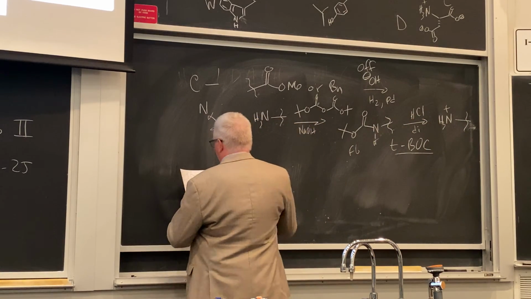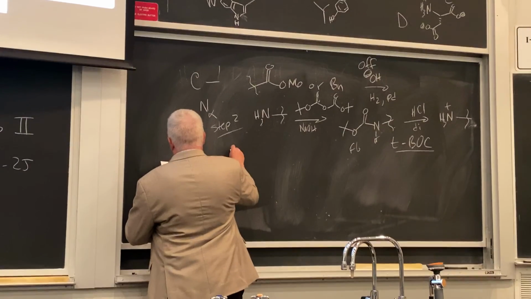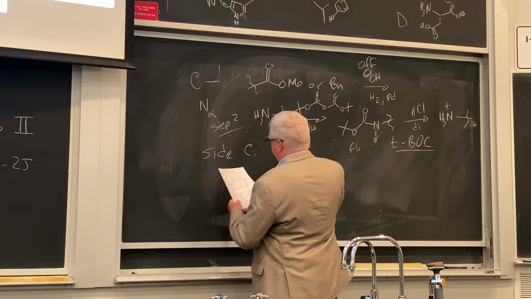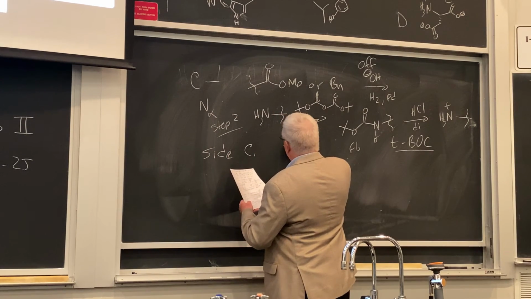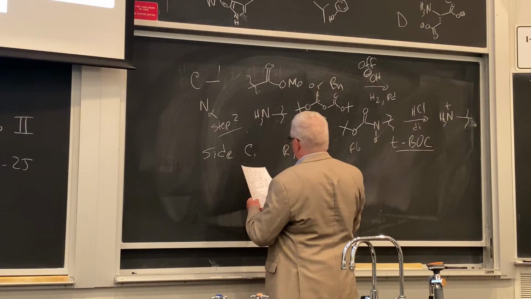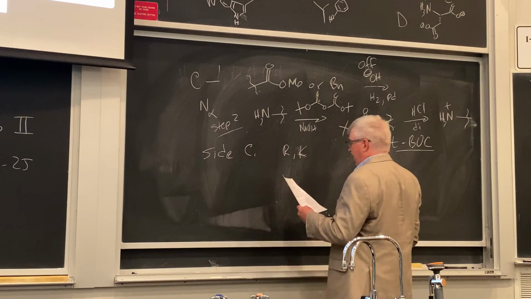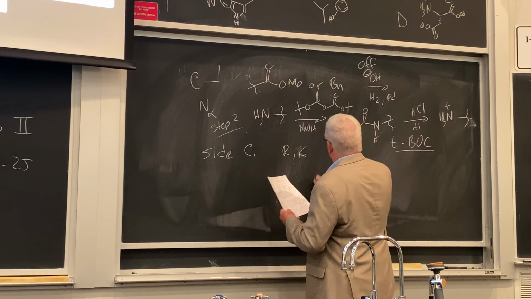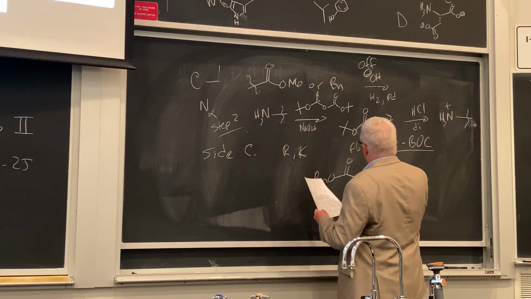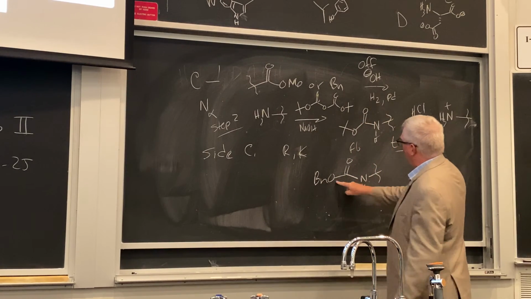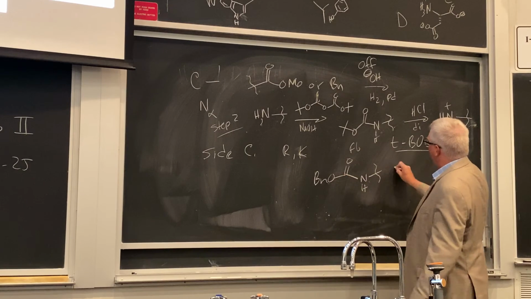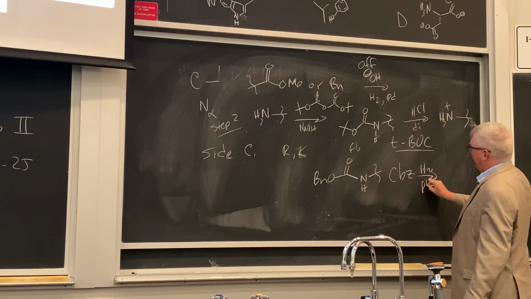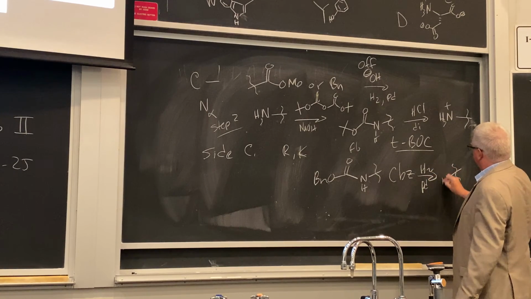And then, let's see, the side chains. Side chains, we're going to have arginine and lysine, K here. And those are going to be protected as CBZ groups. And here's our nitrogen that was the side chain group. And again, this is a benzyl oxycarbonyl, or a CBZ group. And this comes off with hydrogen and palladium. And we'll do that at the end, okay?